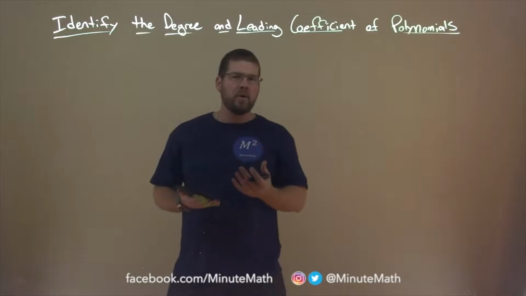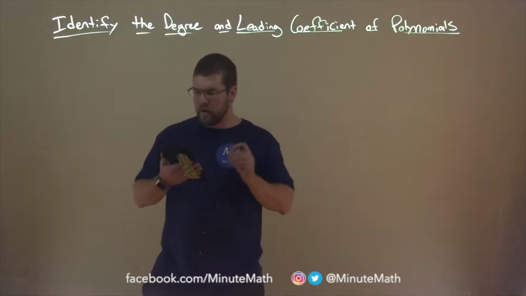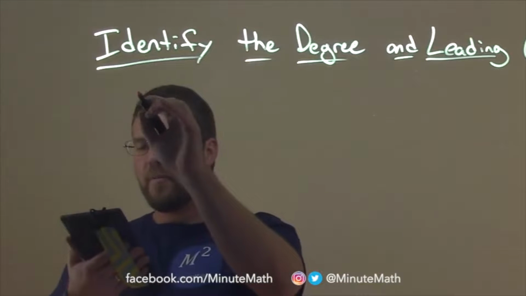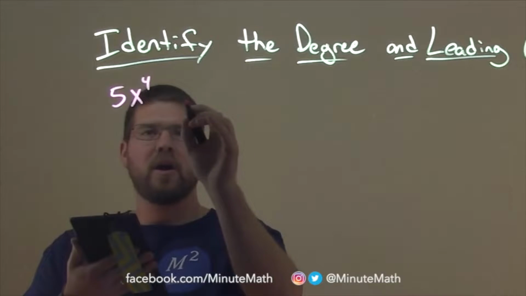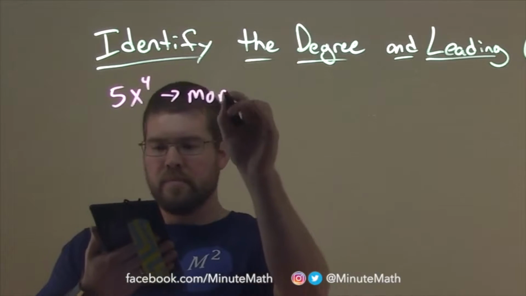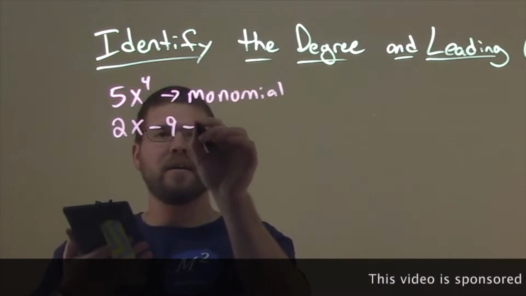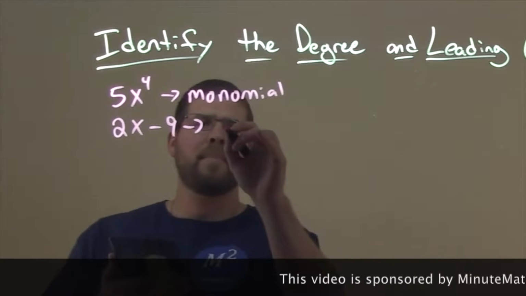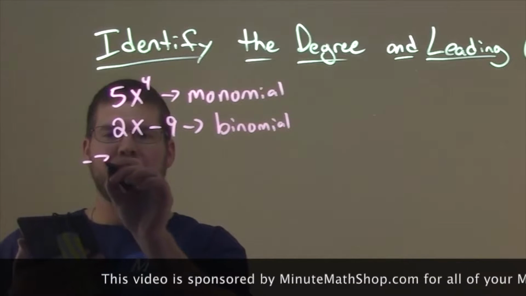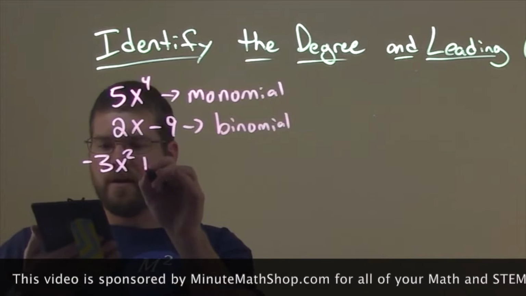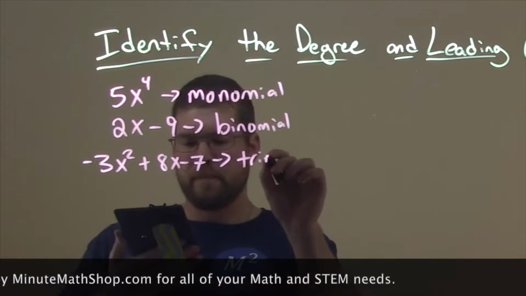The thing with polynomials is that you've probably seen them before in different forms. For example, you'll see ones like 5x to the fourth. If it was just this, we would call that a monomial. If we had, let's say, 2x minus 9, we call that a binomial. And if we had negative 3x squared plus 8x minus 7, we call that a trinomial.